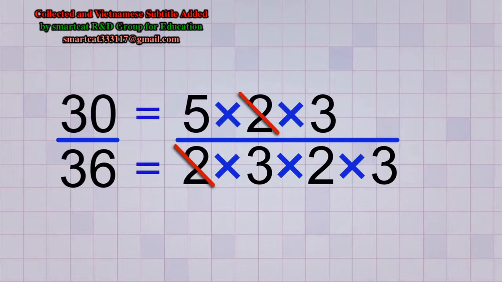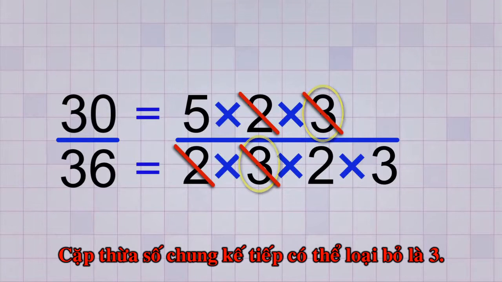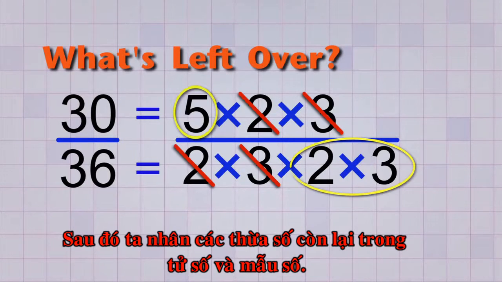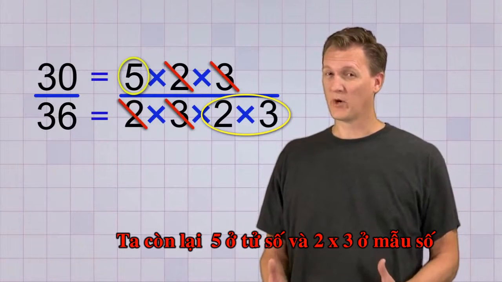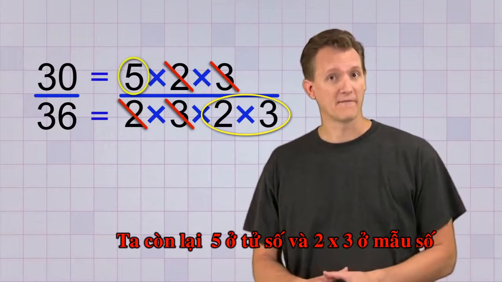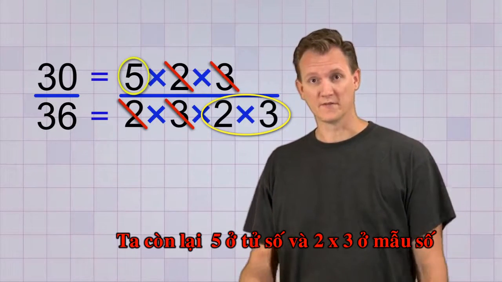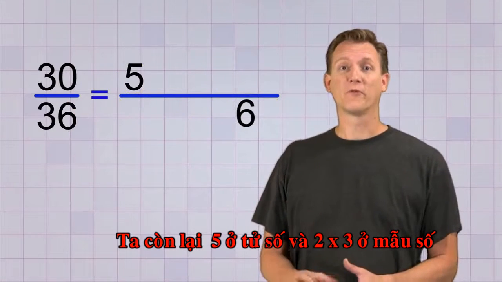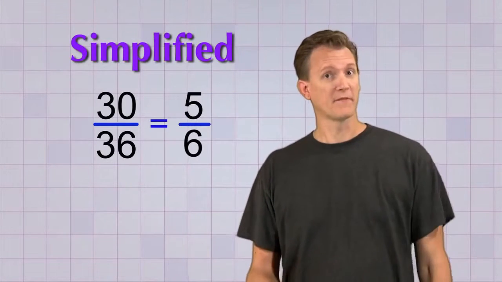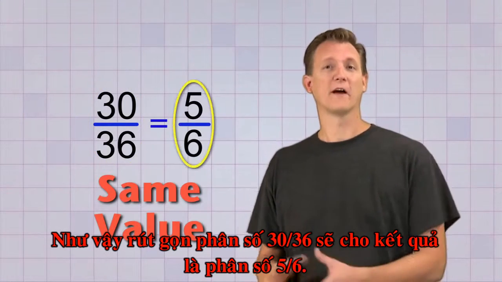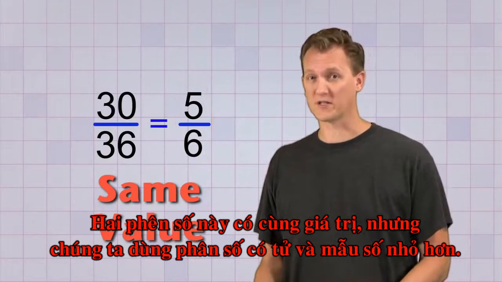Now we can see that there's another pair we can cancel. There's a 3 on both the top and bottom, so we can just cross those out. Okay, that's all the common factors we can cancel. So now all we have to do is see what's left over. We have a 5 on the top and a 2 times 3 on the bottom. We don't want to leave our problem looking like this, so we need to recombine any factors that didn't cancel. That means multiplying together our 2 and 3 on the bottom, which gives us 6. There, we're left with the fraction 5 over 6. That's the simplified form of the fraction 30 over 36. They both have the same value, but the simplified one is written using the smallest numbers possible.